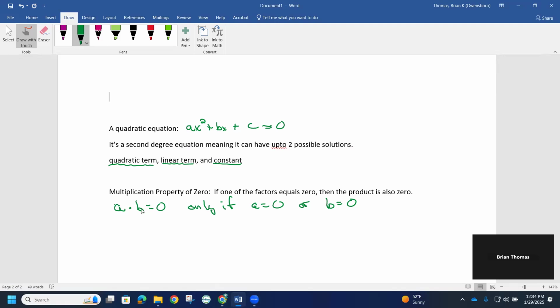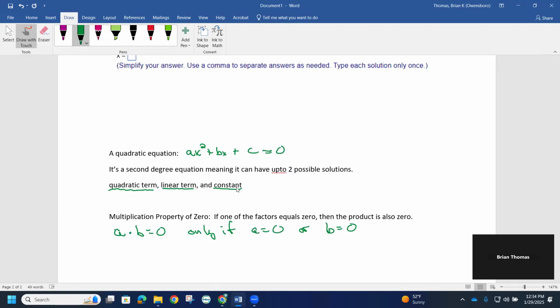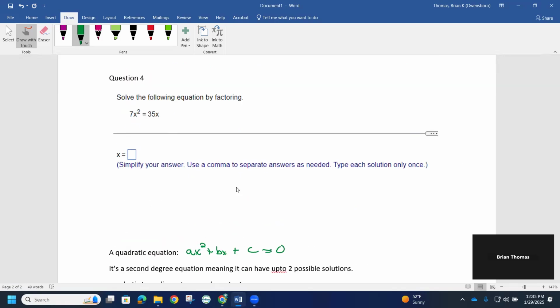The product is 0. And remember, for an equation to be true, the left side has to equal the right side. So if I can make the left side turn into 0, then this is a true statement. And I can do that by making either the first factor 0 or the second factor 0. So this brings us to question number 4.